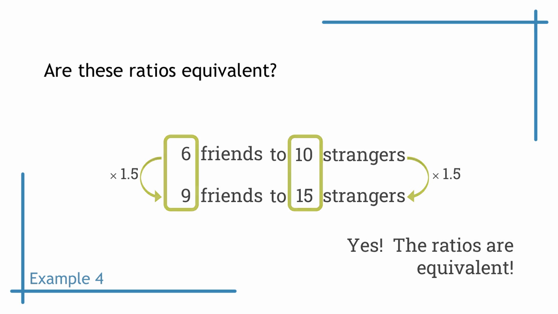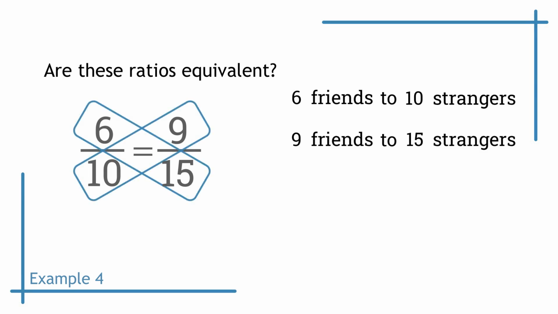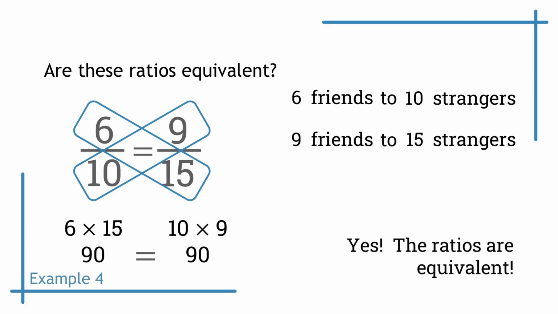Let's rewrite our ratios as fractions. 6/10 equals 9/15. If the cross products are equal, then our fractions are equivalent. 6 times 15 equals 90, and 10 times 9 also equals 90. Since the cross products are equal, we've proven again that these ratios are equivalent.